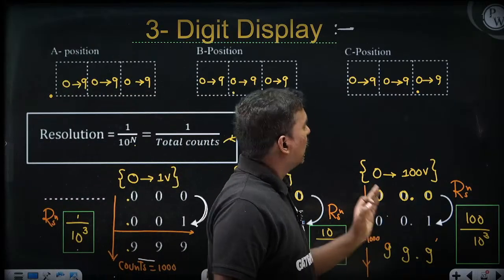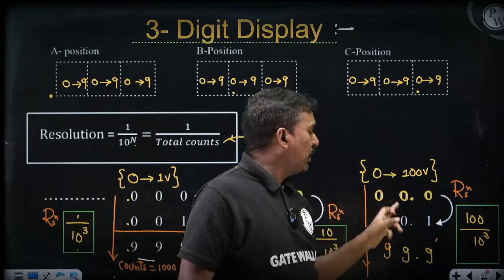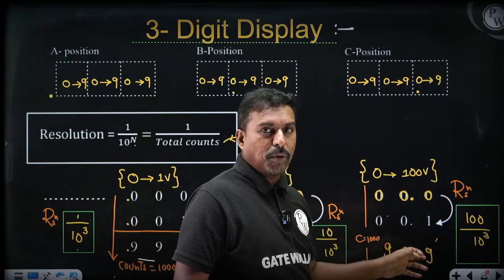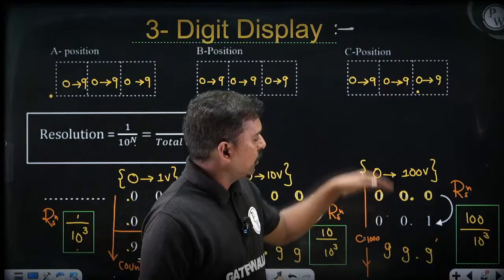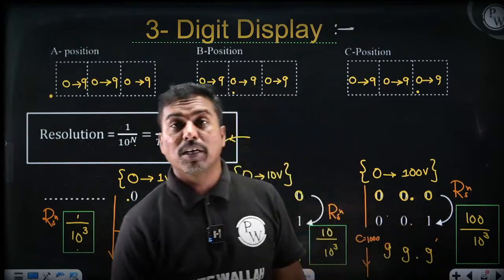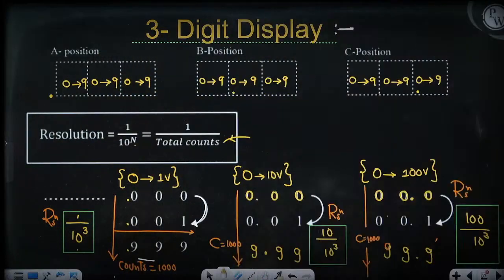Similarly, if the position selection switch is here, 00.0 to 99.9, that is 100 volts. So 0 to 100 volts, and the resolution will be 100 by 10 power 3, that is 100 millivolts. Okay, so please make a note of this. Any doubts?